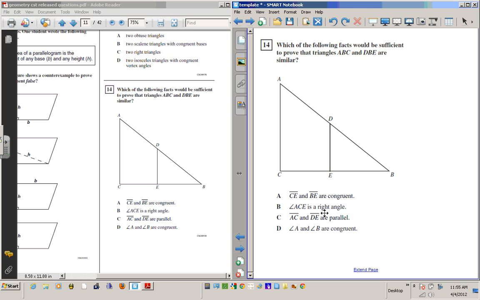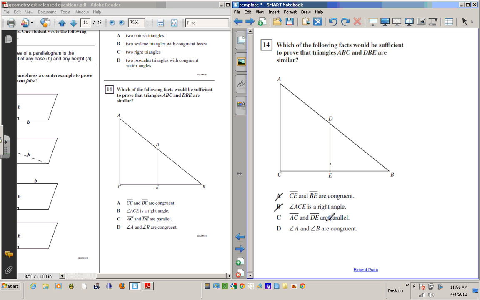Angle ACE is a right triangle. No, I'm sorry, ACE is a right triangle. I'm making assumptions here. If ACE is a right triangle, that is even less than an A. It doesn't tell me anything about this. Is this a right triangle? No, you don't know. That's not even an A, so that's even worse. So it can't be A, it can't be B.